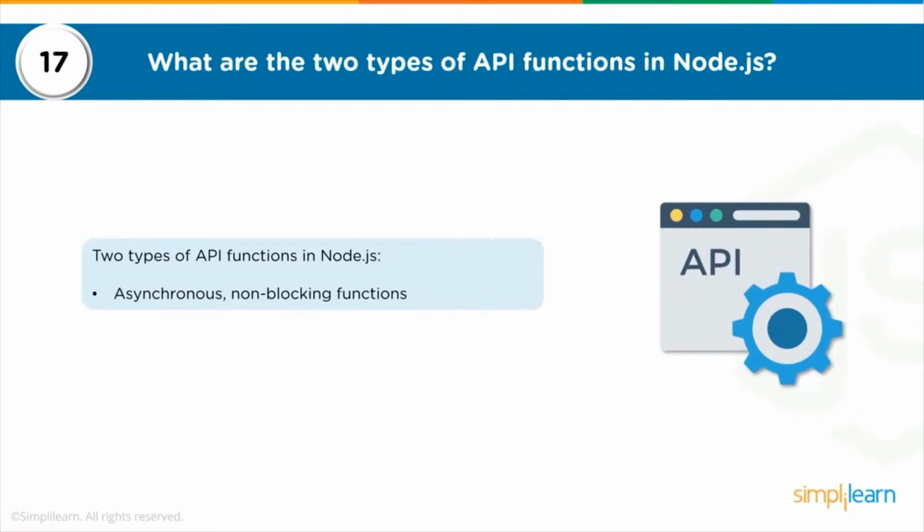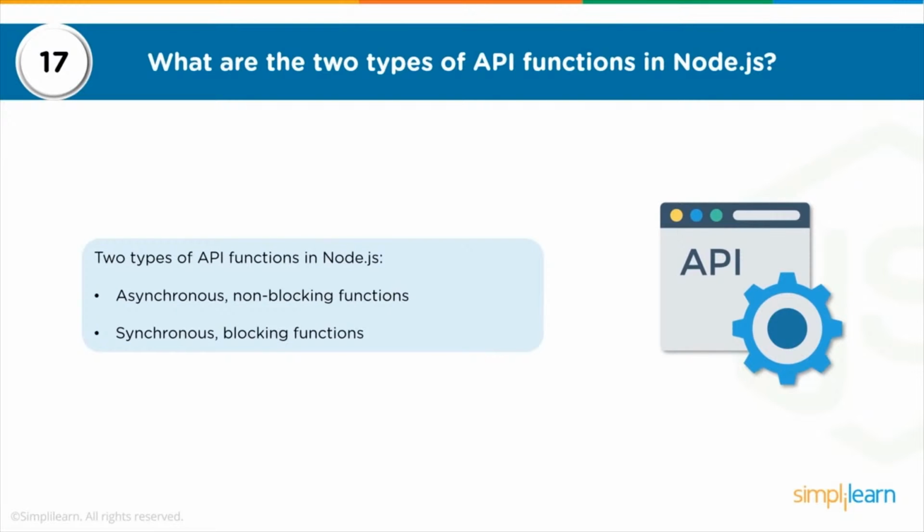So let's talk about the API functions in Node.js. There are two types. One is an asynchronous non-blocking function, and the second is a synchronous blocking function. The difference between the two of them is that with asynchronous there is no structure to the order for how the API is resolved. Synchronous means that when the feedback from the API is received, you have to execute the response in a series for how the response is sent to you.